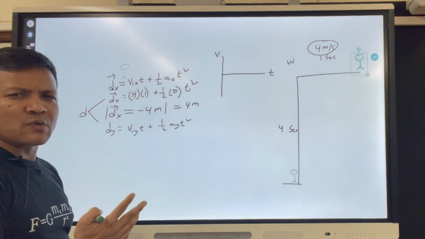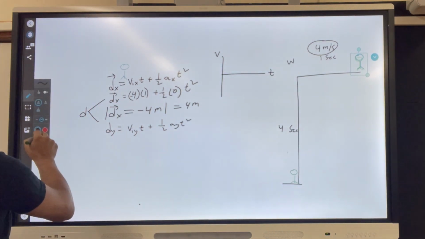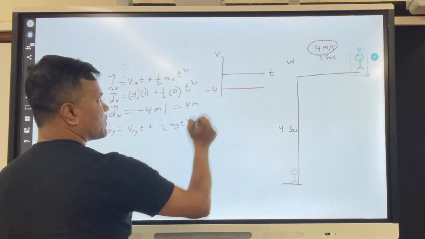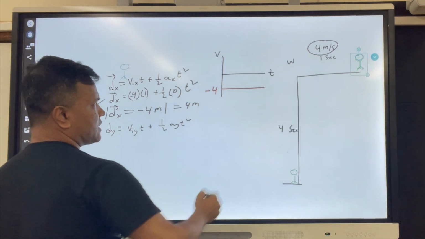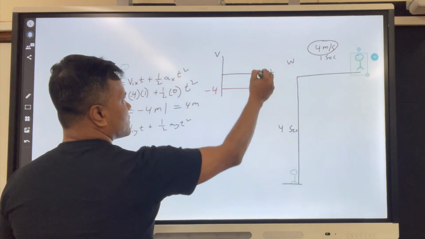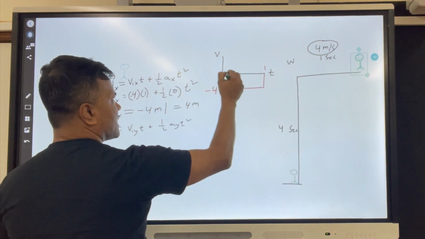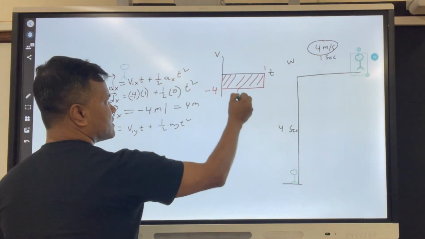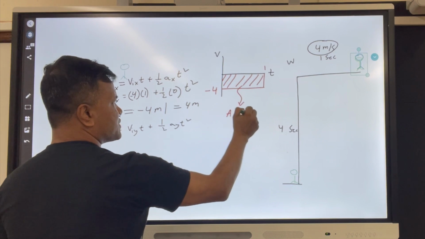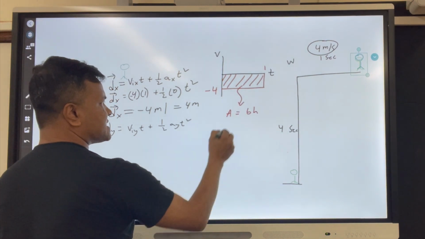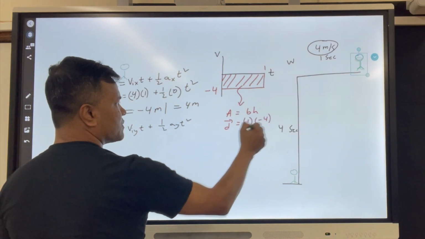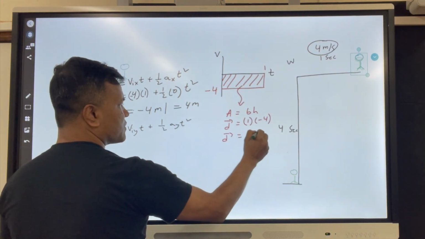We can do the same thing using the vt graph. Since he is moving with constant velocity, that means he is moving with -4 meters per second. How long did he move? 1 second. So I have an area, and that's what I asked you to find. Area is equal to bh because this is a rectangle. Area has a name, displacement. b is 1, h is -4, so displacement is -4 meters.